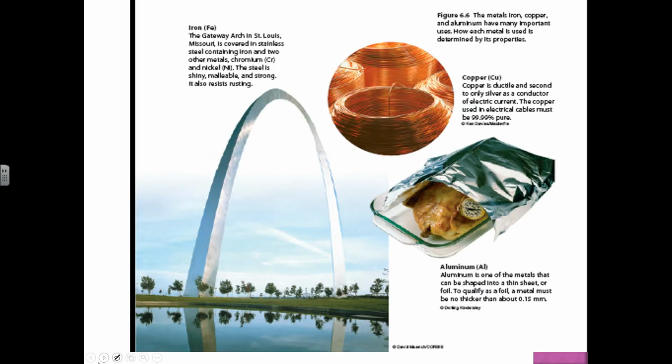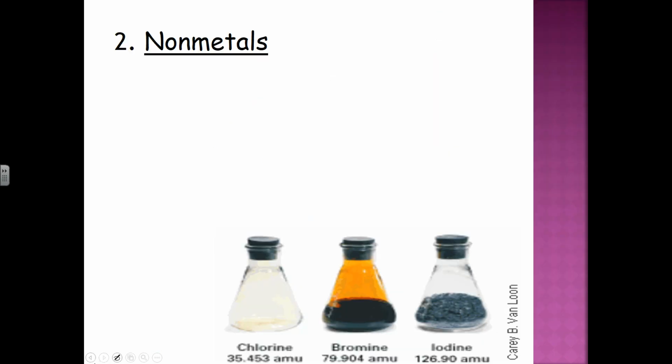Here are just a few examples of some metals and their uses. So here we have copper wire. Here we have the Gateway Arch in St. Louis. It happens to be covered in stainless steel, and stainless steel is actually an alloy made up of iron and then two other metals, chromium and nickel. And so stainless steel is very strong, it's very shiny, it's very malleable, and has the ability to resist rusting. Aluminum foil is another. So we have so many different kinds of metals that we use in our day-to-day lives.